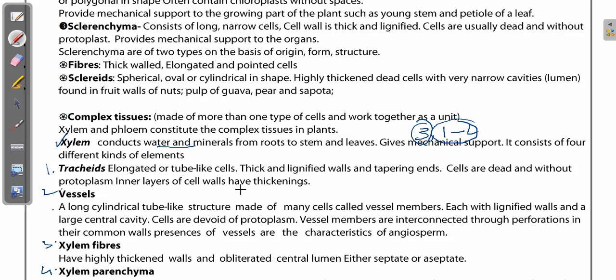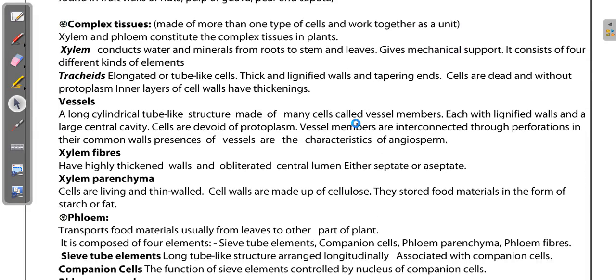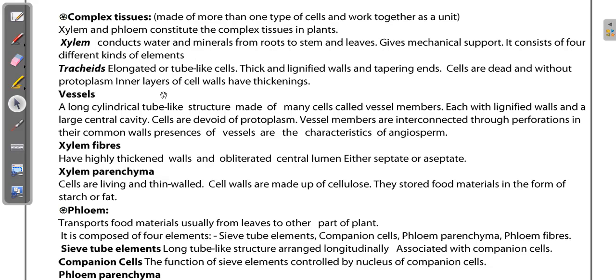Vessels are again tube-like structures, and they have many cells inside them, and these are also lignified cells. They have lots of perforations, the spaces where the water can move from one part to another region. I'm sorry, I think we have already covered the vessels.